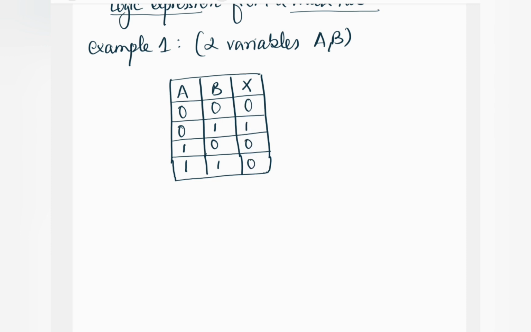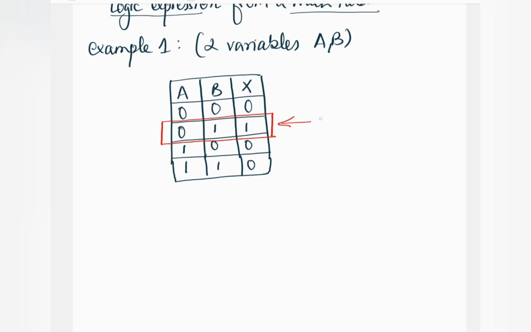So how do we start combining this? I'm going to use a different color to make sure you understand it clearly. The first and very important hint is we need to consider the row where the output is 1. So this is the first hint: consider the row with an output as 1.